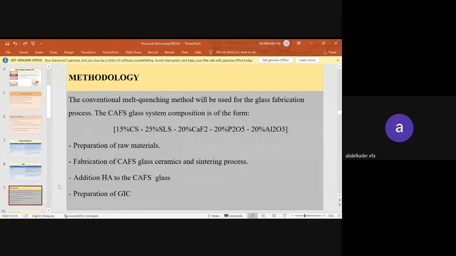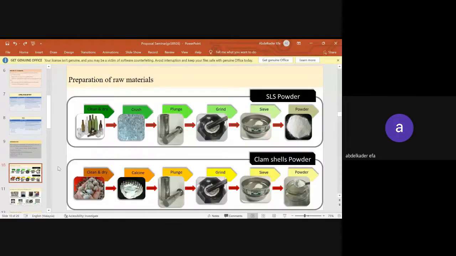For methodology, for making calcium aluminum fluorosilicate glass, we will use this formula. It contains calcium oxide, aluminum oxide, calcium fluoride, and phosphorus oxide with different ratios of components.